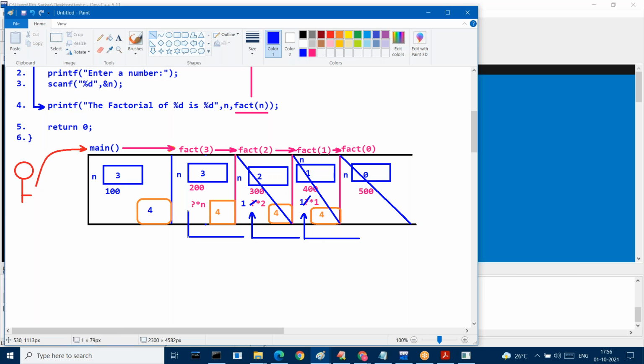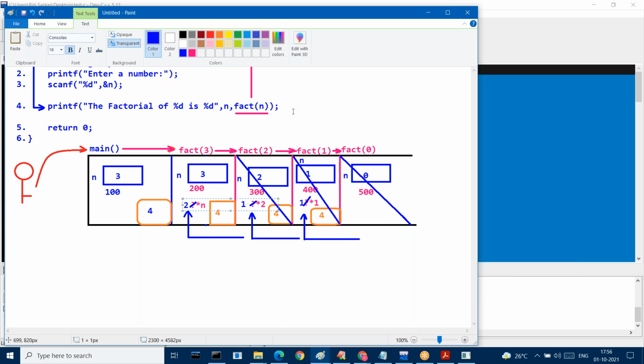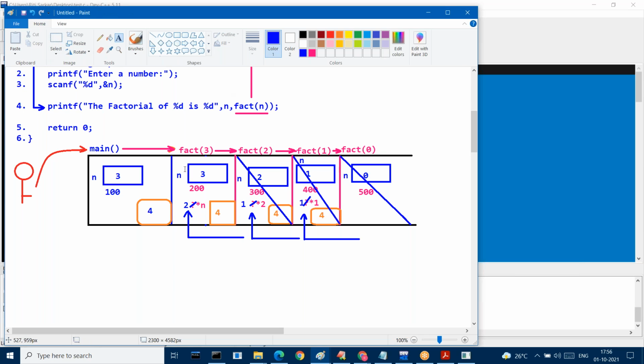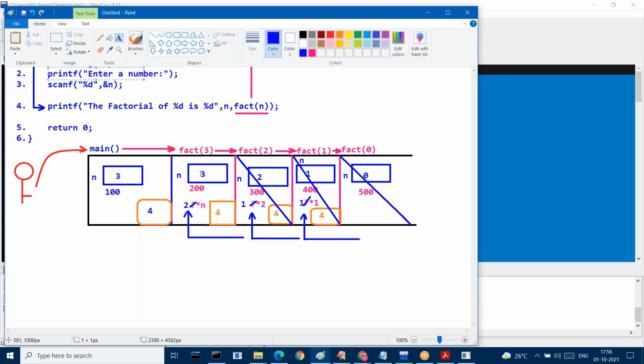Now fact 3 started celebrating. He is telling, hey, I am the fellow who is waiting for the longest period of time. He started celebrating. Why, sir? He received a value here. What value? 2. And of course, here not n, because to him, n means 3. N is 3 now here. Not n, sir, it's 3.